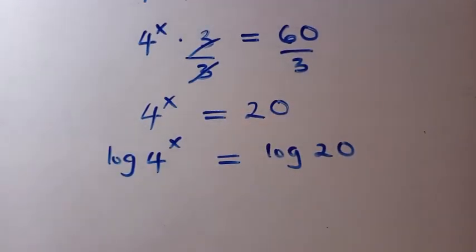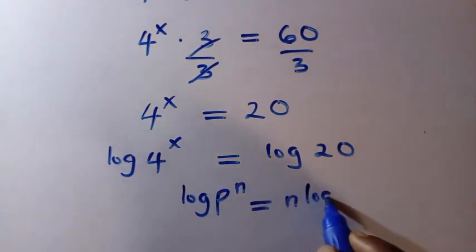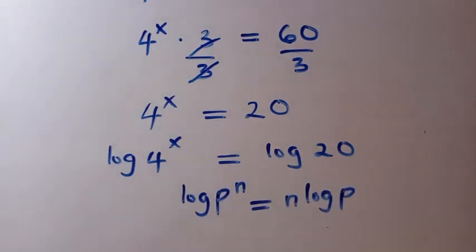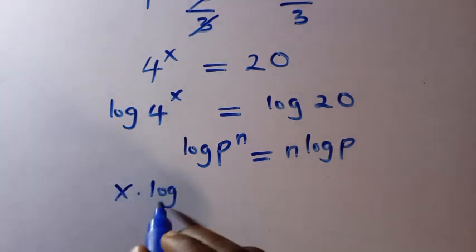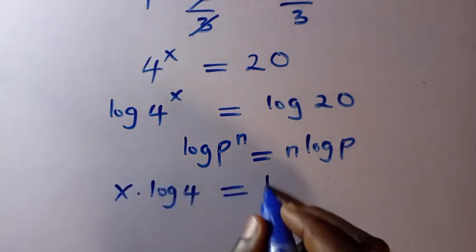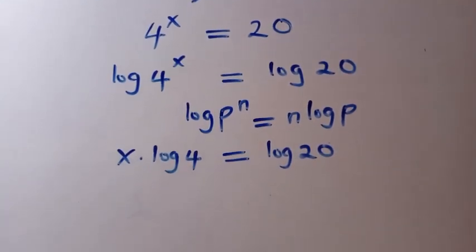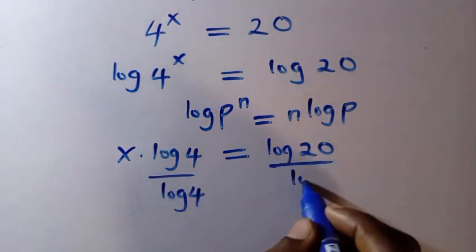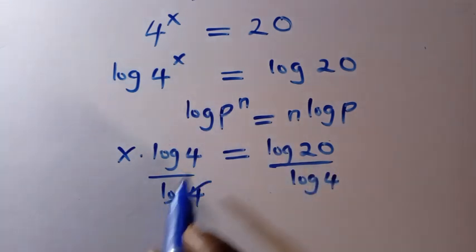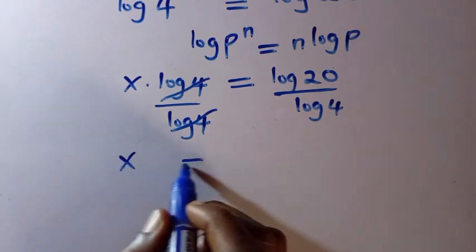By the rule of logarithms, log p raised to the power n equals n multiplied by log p. From here, you can see x multiplied by log 4 equals log 20. Then let's divide both sides by log 4, canceling log 4.